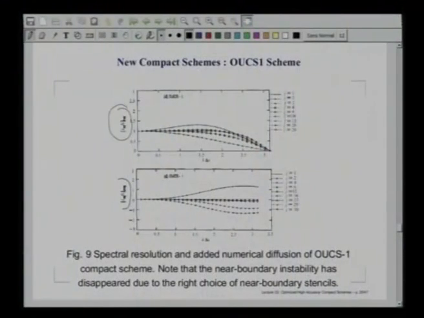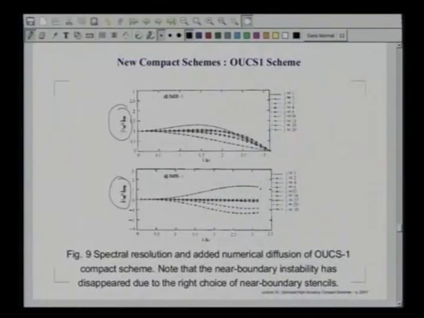but look at the imaginary part. The imaginary part has spectacularly improved. You see, barring the j equal to 1 point, which is unstable, the rest of the points are all stable. And what you notice is most of the points are clustered near 0 value. So, we are adding a very minor trace amount of numerical dissipation.